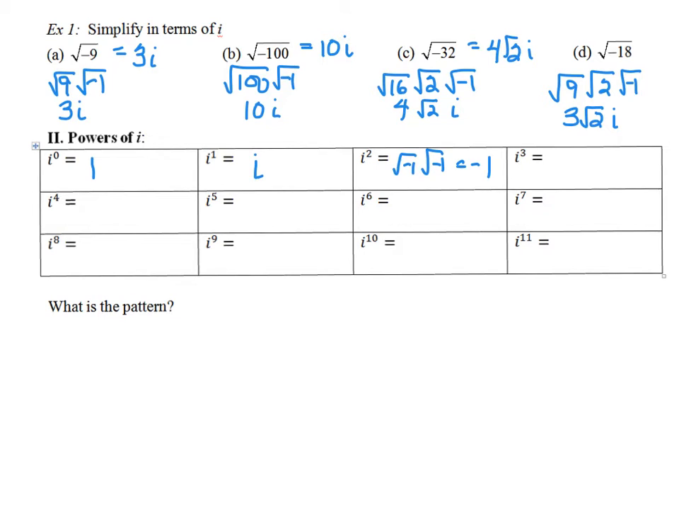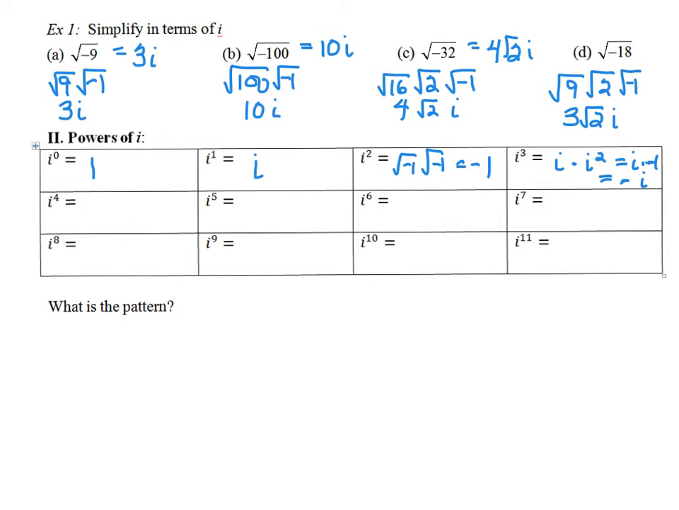When I get to i to the third power, I'm going to say, oh, well, that's just the same as i to the first times i to the second. i to the second, we just learned on the previous box, is equal to negative 1. So i times negative 1 is just equal to negative i. So far we see that we have answers of 1, i, negative 1, and negative i. Let's go on to i to the fourth power.